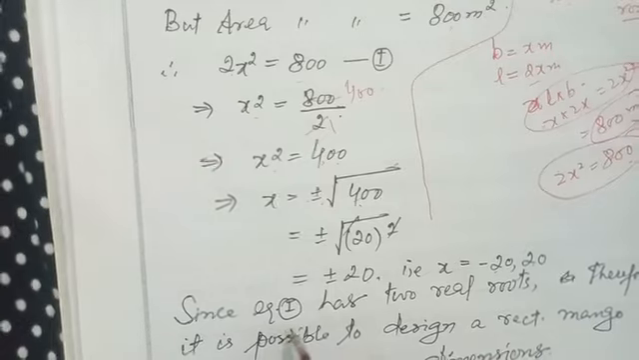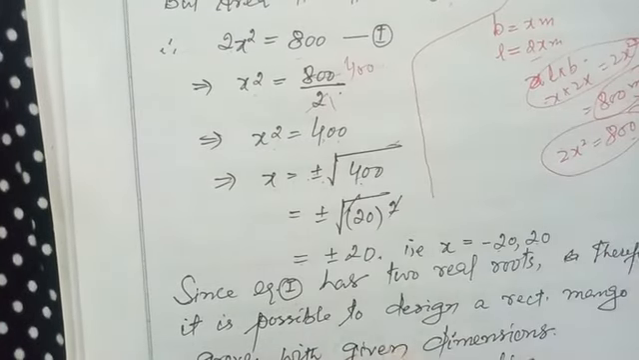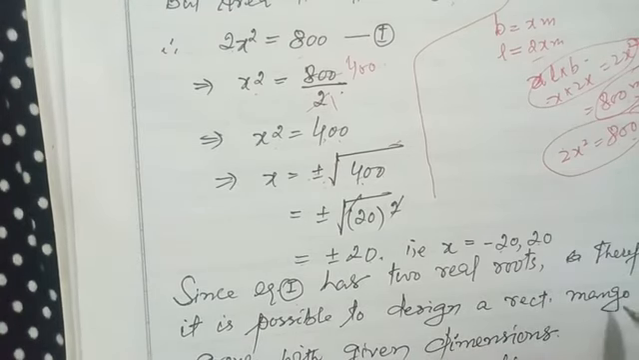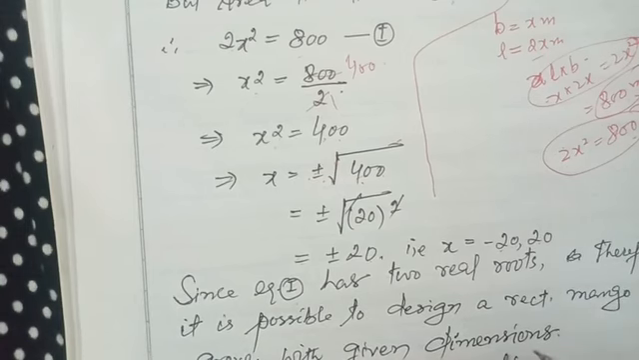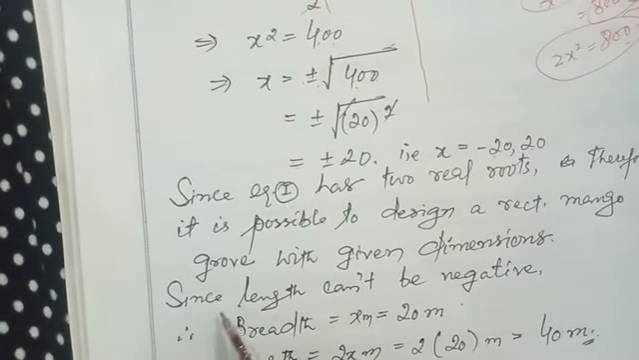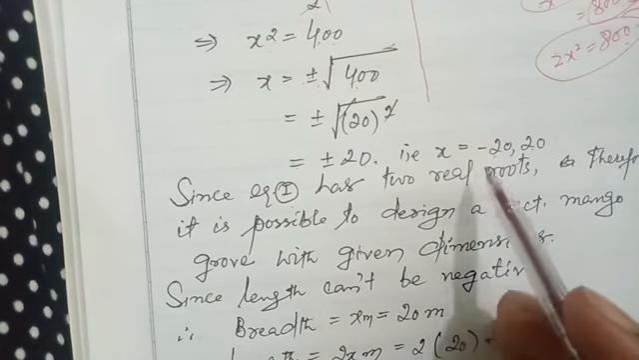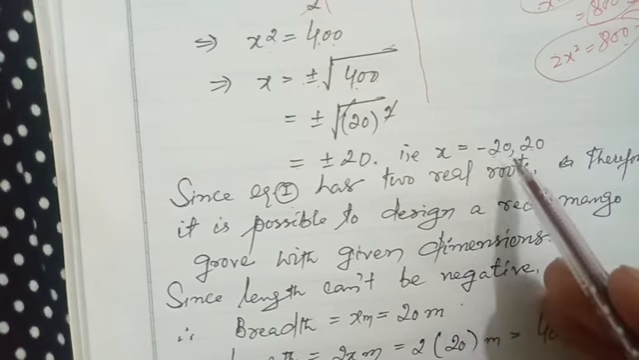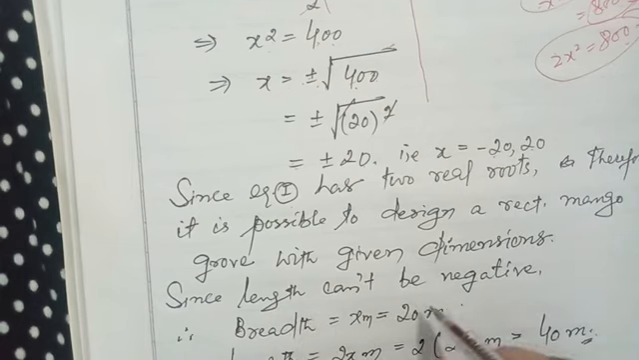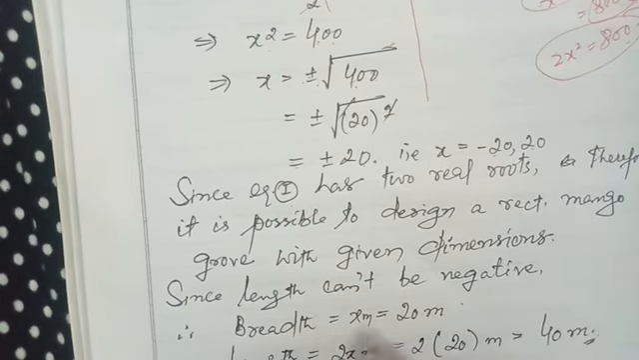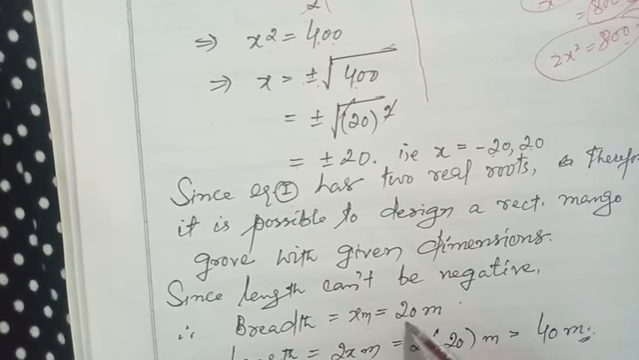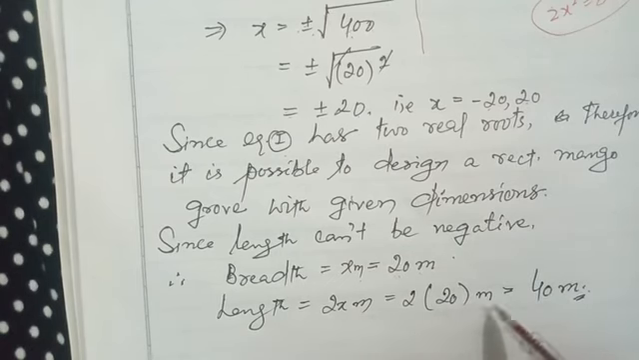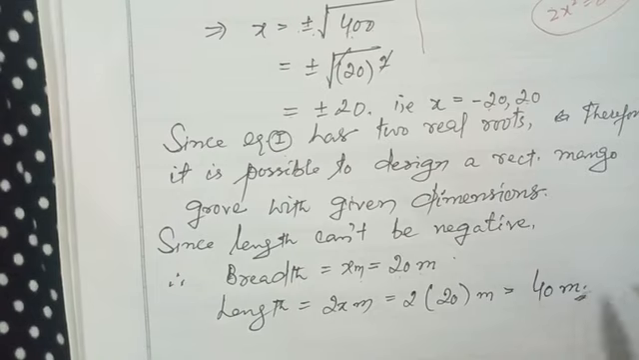So I can write, since the equation has two real roots, therefore it is possible to design a rectangular mango grove with the given dimensions. We know that length cannot be negative. Since x has two values, one is negative, that's minus 20, the other is plus 20. So we can reject minus 20 as it cannot be the length of a rectangular grove. Therefore breadth is equal to x meter. We will take plus 20, that's 20 meter, and length is 2x meter, that's 2 into 20, that we will get 40 meter. This is the solution of the question.